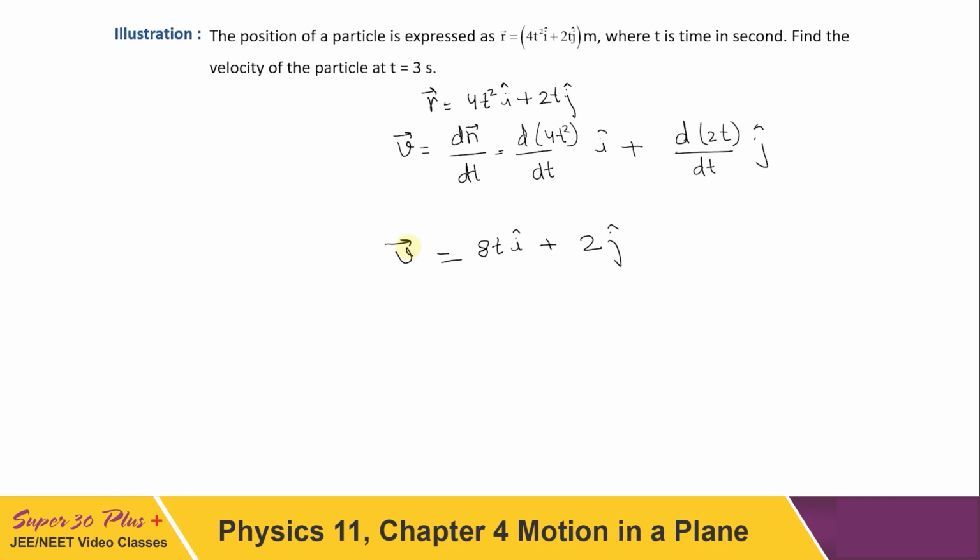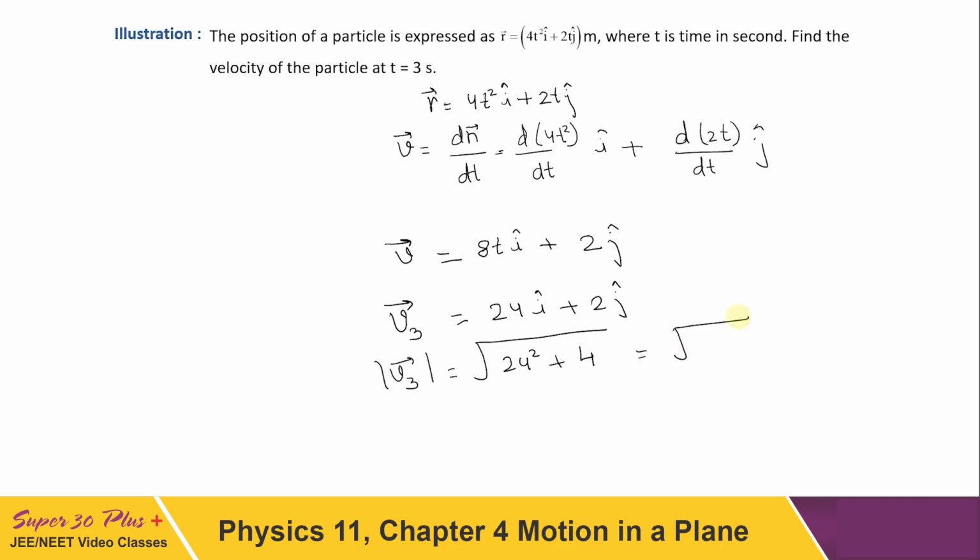Now we have to calculate the velocity of the particle at t equal to 3 seconds. So velocity at 3 seconds would be 8 into 3, that is 24i plus 2j. So magnitude of velocity has to be written as, now we know how magnitude is calculated, the square of the x component, which is 24 square, plus the square of the y component, which is 2 square. If you add these two values, it will come out as 580, that is equal to 24.08 meter per second. This is the magnitude of velocity.